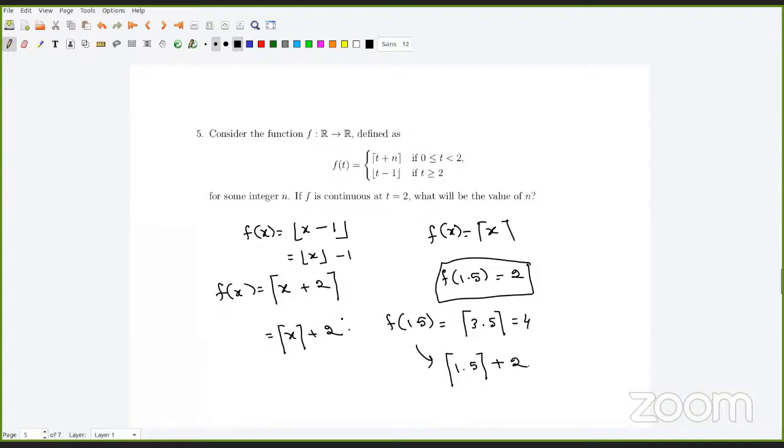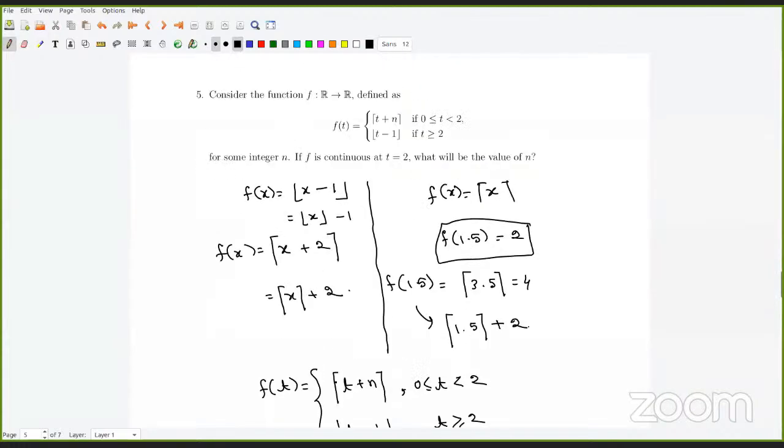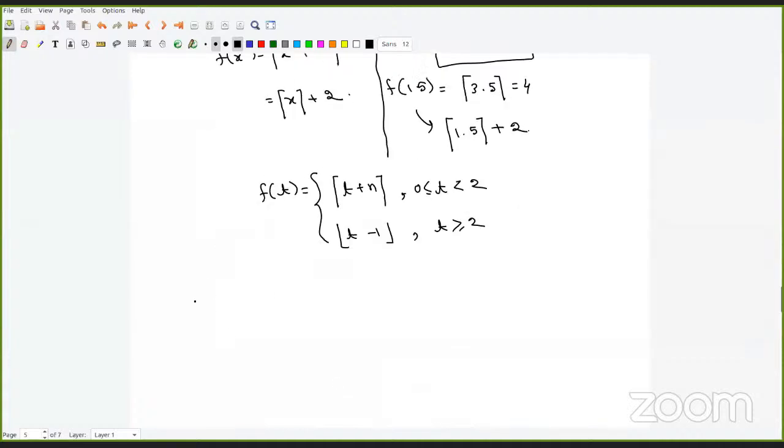Is it clear? Yes, sir. Okay. So now here f of t is given as ceiling of t plus n, where n is an integer, for t between 0 and 2, and floor of t minus 1 for t greater than or equal to 2. I have to check for which value of n this is continuous at t equal to 2. So I have to calculate the left limit, limit as t tends to 2 minus of f of t, and the right limit, limit as t tends to 2 plus of f of t.